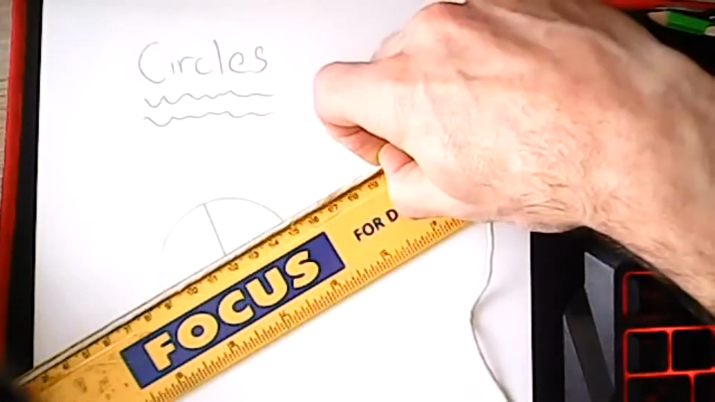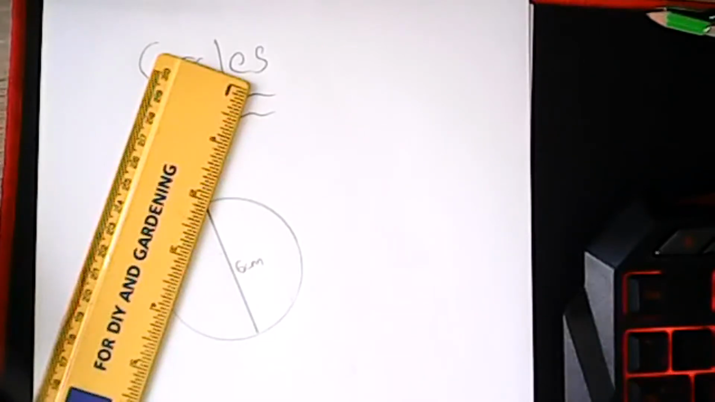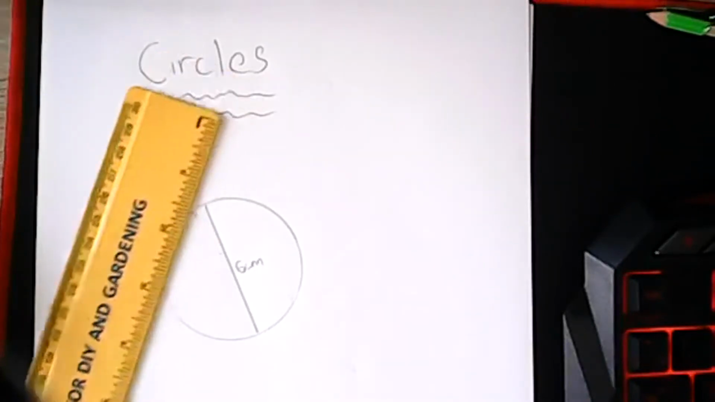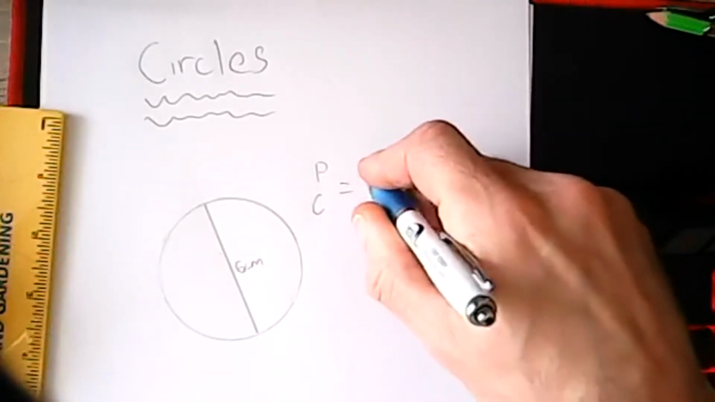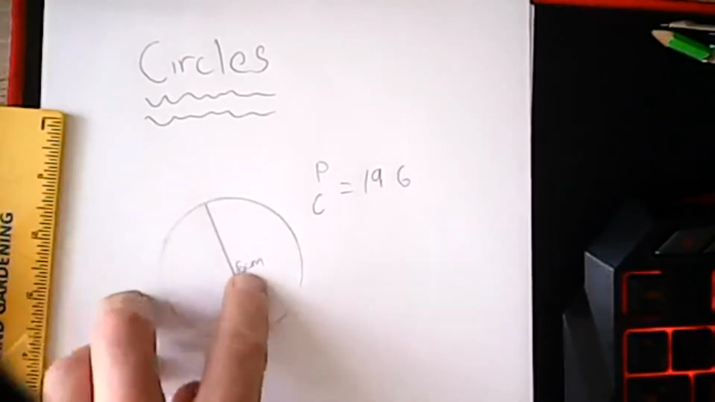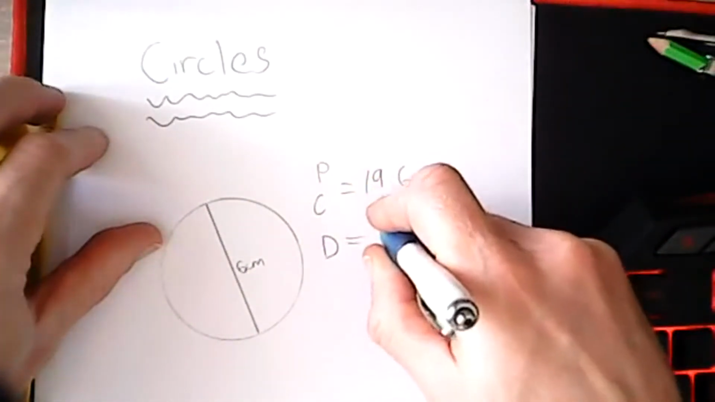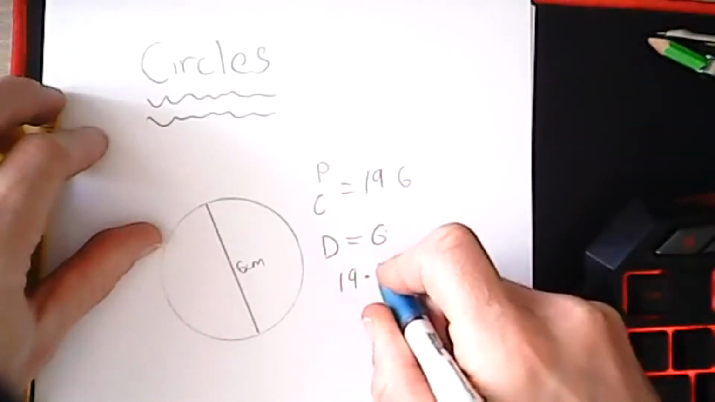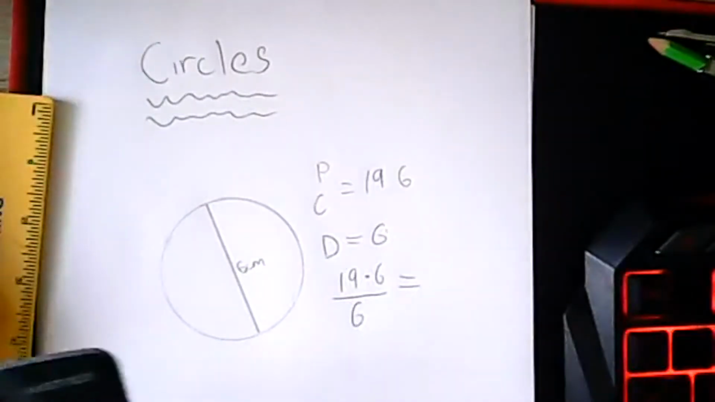Okay, so I'm measuring that, and that comes to 19.6. So what we've got is the circumference, C, which is also the perimeter, 19.6. If we compare the ratio, the comparison between the circumference and the diameter, we've got an interesting number that comes out. The diameter equals 6. We compare the ratio by doing a little division sum: 19.6 divided by 6.